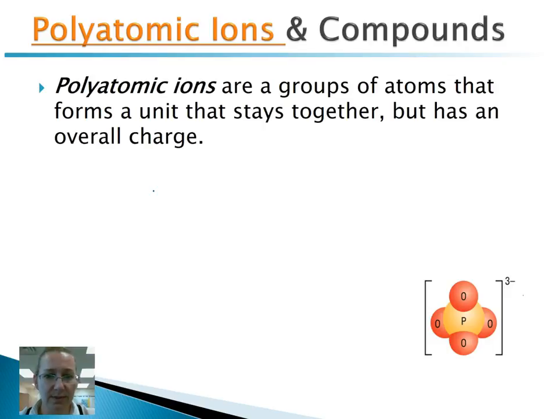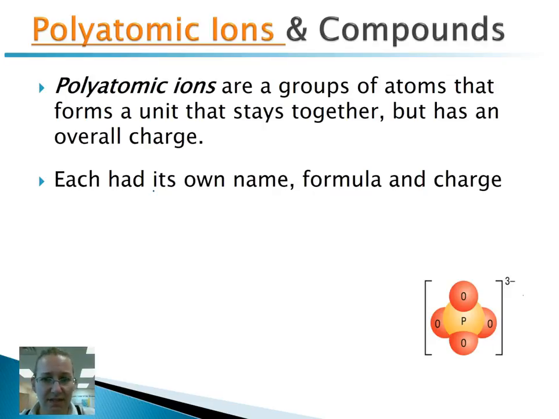So instead of just dealing with one specific element, like a metal or a nonmetal, this is a group of atoms that forms one unit that just stays together and has an overall charge. So each of these polyatomic ions has its own name, its own formula, and its own charge. So down here I have a phosphorus bonded with 1, 2, 3, 4 oxygens, and I actually call this group phosphate. And phosphate has a -3 charge overall. They travel as a group with that specific charge.